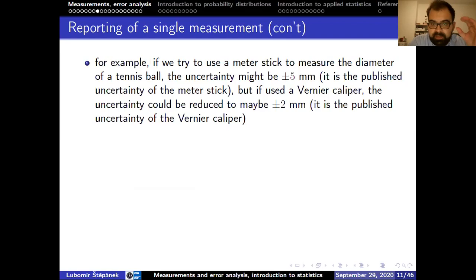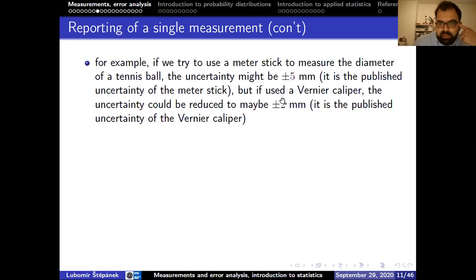Since we are going to measure the diameter of our tennis ball only once, we are not able to calculate the level of uncertainty, so we have to adopt the uncertainty as published information, which is, for example, written somewhere. If we use the meter stick, plus minus 5 millimeters is the published value of uncertainty for the meter stick. And secondly, if we use the vernier caliper, the published value for its uncertainty is like plus minus 2 millimeters.